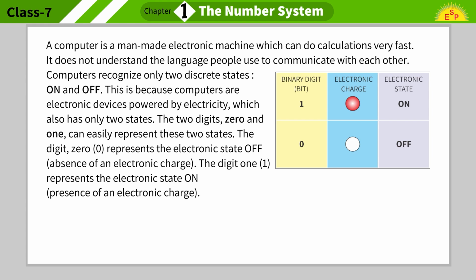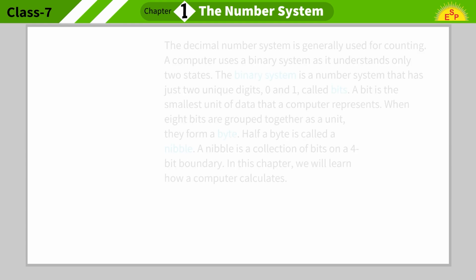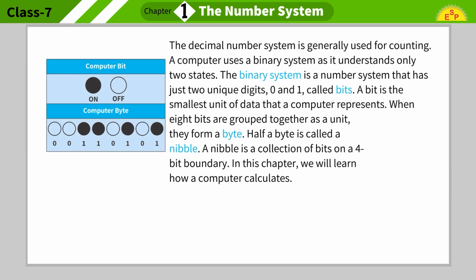The digit 0 represents the electronic state of absence of an electronic charge. The digit 1 represents the electronic state of presence of an electronic charge. The decimal number system is generally used for counting. A computer uses a binary system as it understands only two states. The binary system is a number system that has just two unique digits, 0 and 1, called bits.